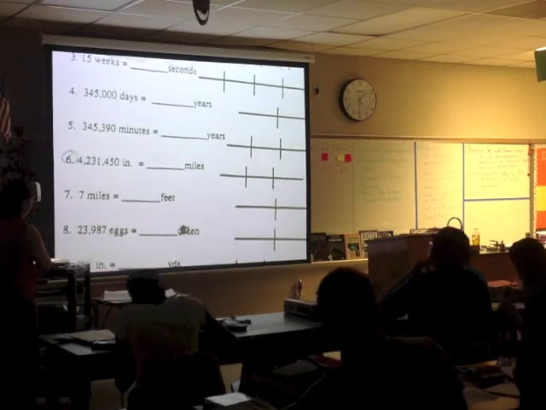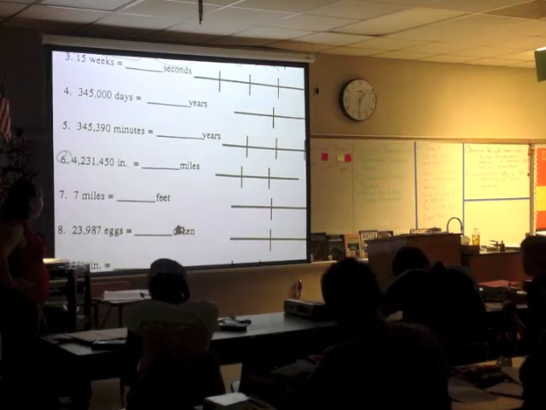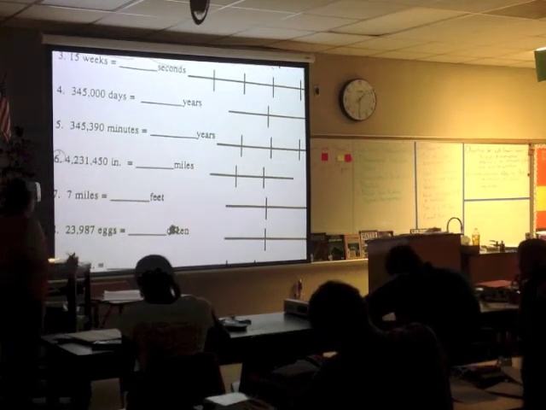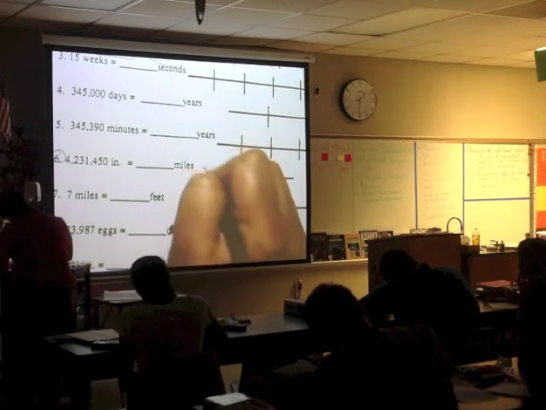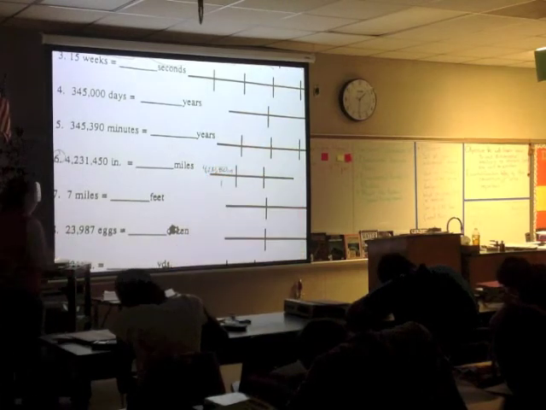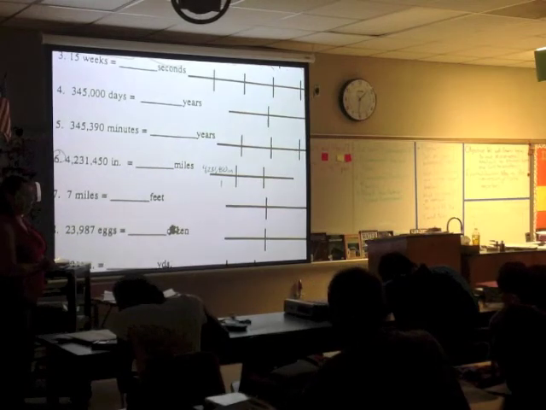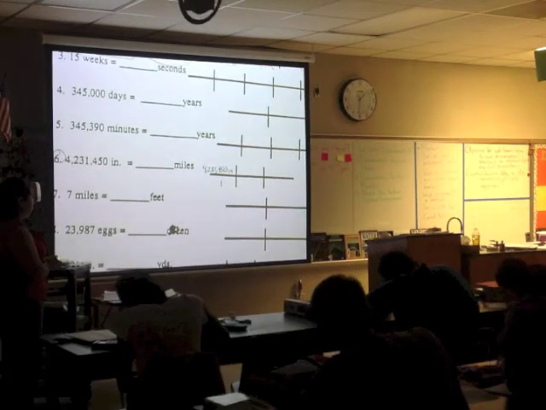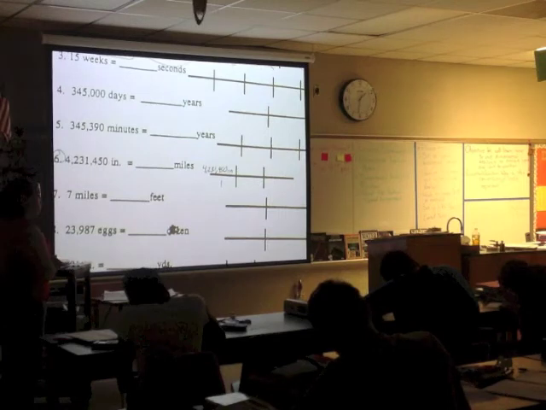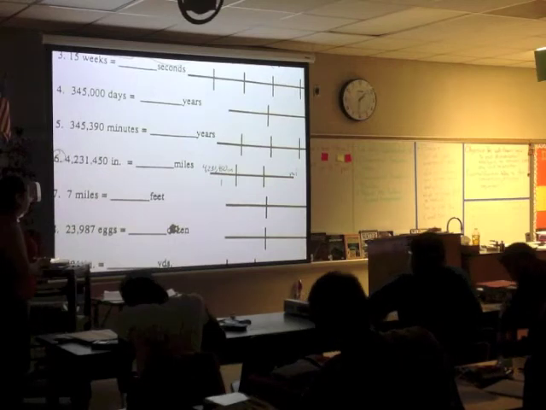Okay, so here I'm on 6. 4,231,450 inches equals how many miles? So what is my first step again? Okay, so I'm gonna write that number down. That's the number. Inches over 1. Okay? And now? Write down what you need. Okay, so what do I need? I need miles. Okay?